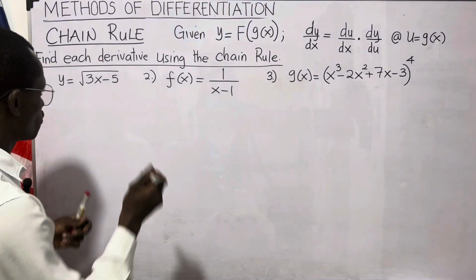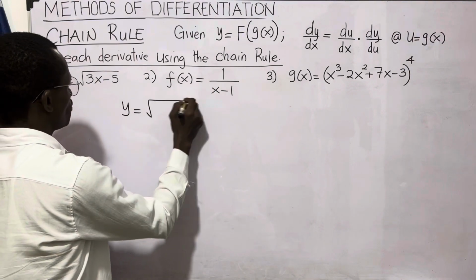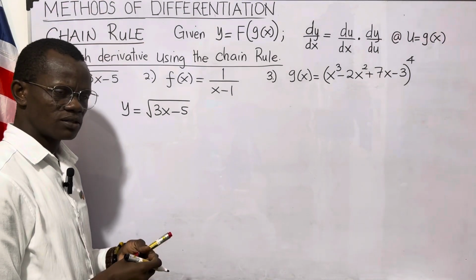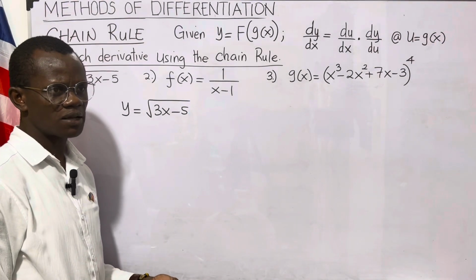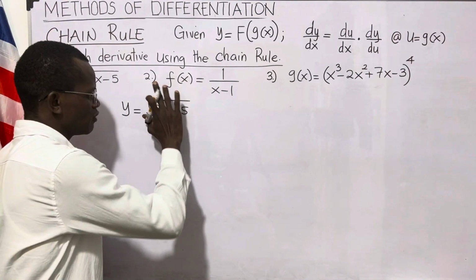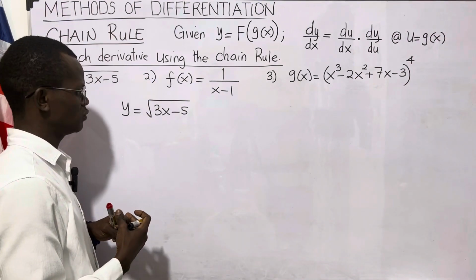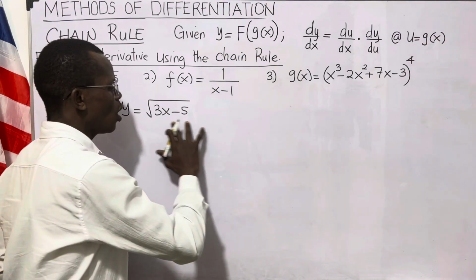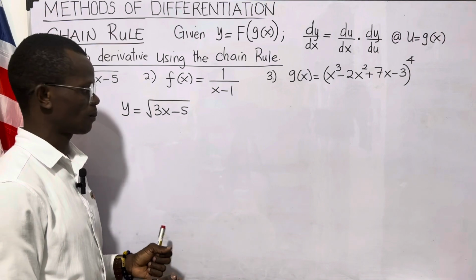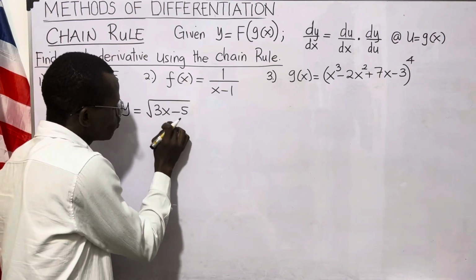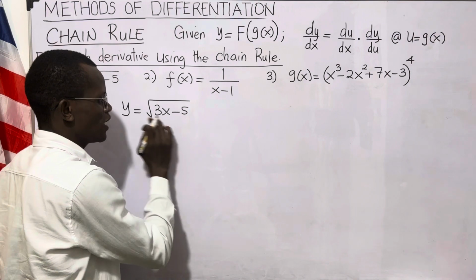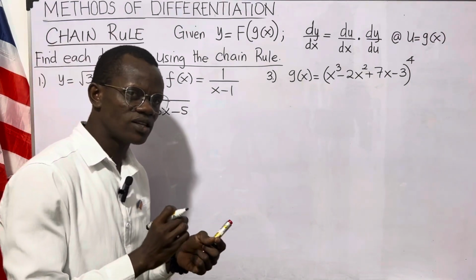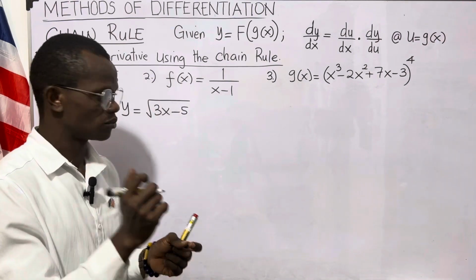The first problem says y equals the square root of 3x minus 5. Square root gives us some difficulties most times. So we want to get rid of this square root somehow. We don't want to have a problem wherein we have a long expression under the square root. So since we want to avoid finding the derivative of a long expression under the square root, we can substitute what is under the square root with a single variable.